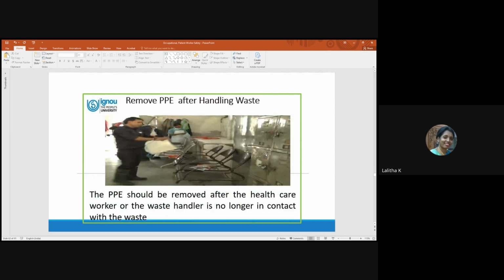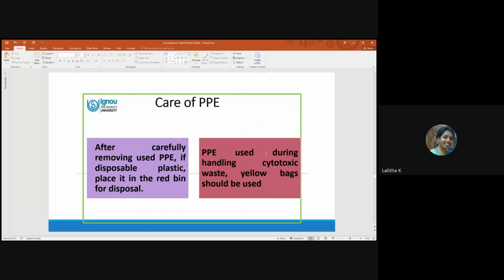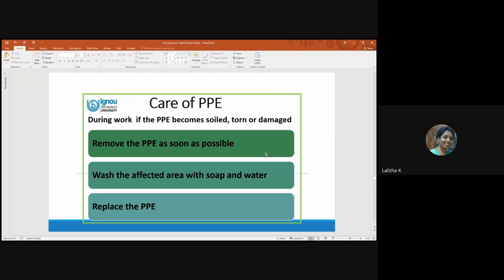And afterwards PPE should be removed after the healthcare worker's waste time, with no contact with the waste, and dispose all the plastics into the red bin, all the other waste into yellow bags. Okay, these are the precautions we must take.